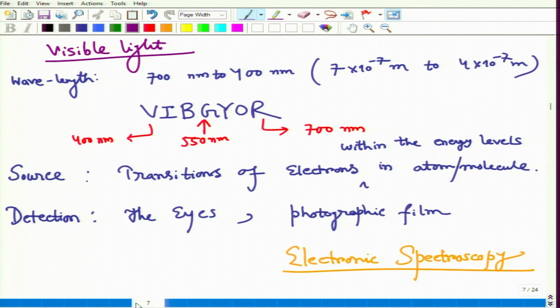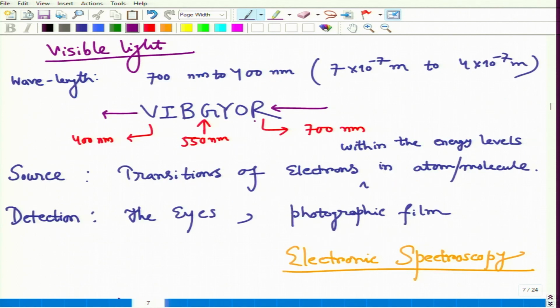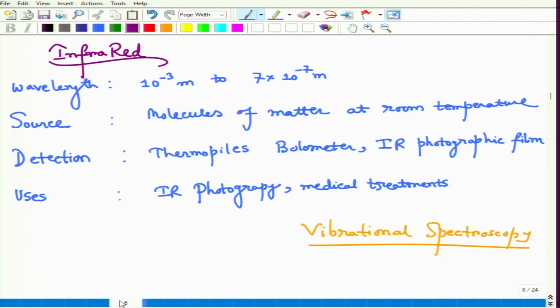Why is the name ultraviolet? Because it is after VIBGYOR, right? The wavelength is decreasing in this order. So why is this infrared? Infrared because the wavelength is greater than red. Red light has a wavelength of around 700 nanometer. In the case of infrared, the wavelength is bigger than red light. That's why it is called infrared.